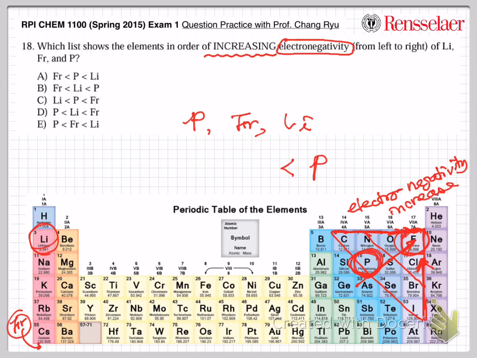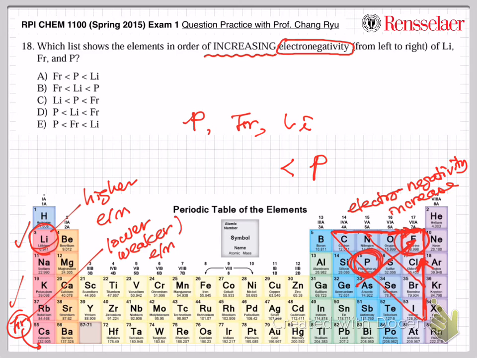So that must be the highest electronegativity. And among these two choices, this will have a higher electronegativity, and this will have a lower, weaker electronegativity. So the lithium goes next, and the weakest one is the one that is really the farthest away from fluorine, so that will be the smallest. So the answer for this will be number B.